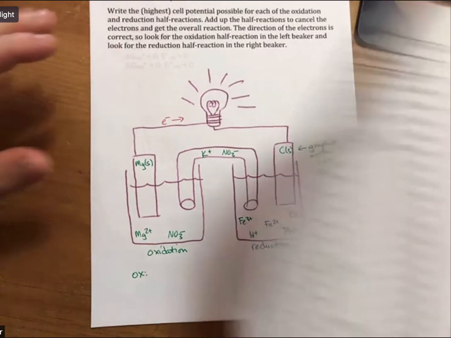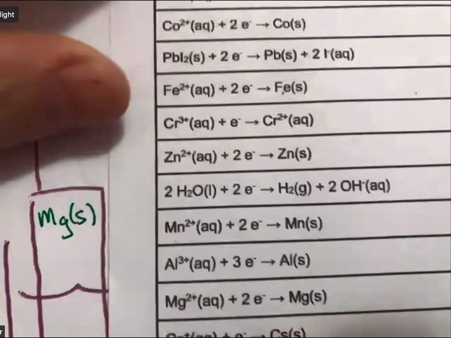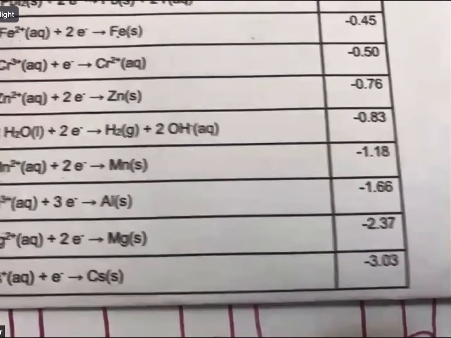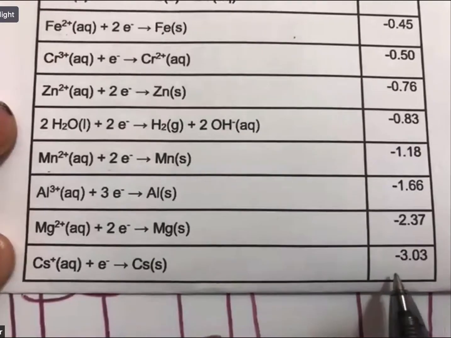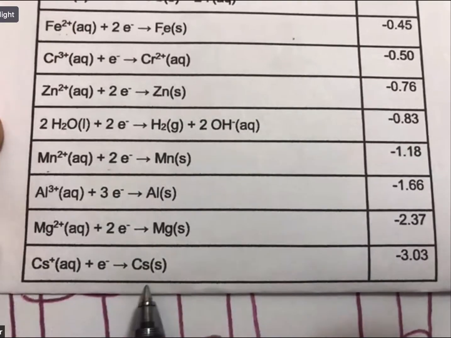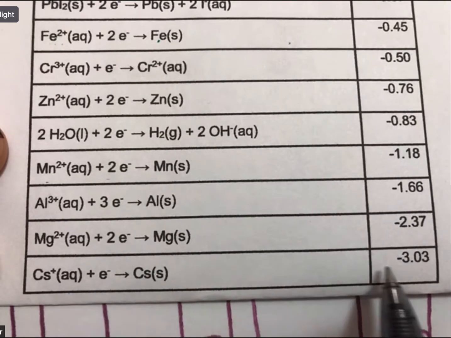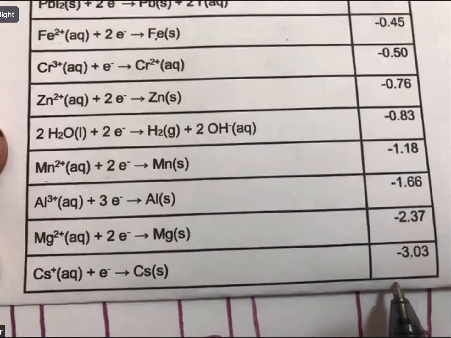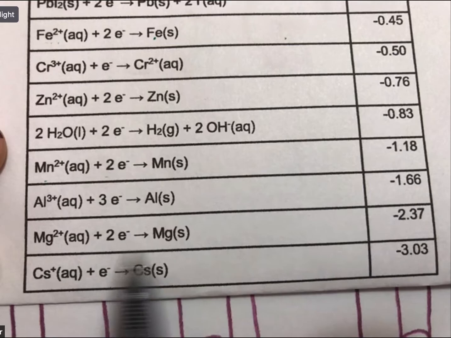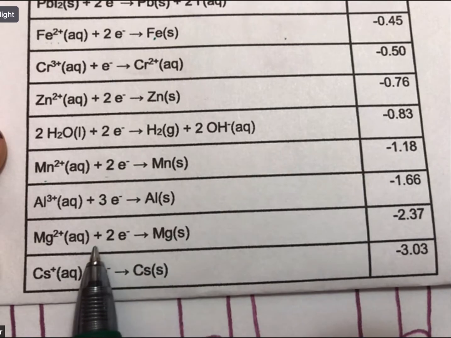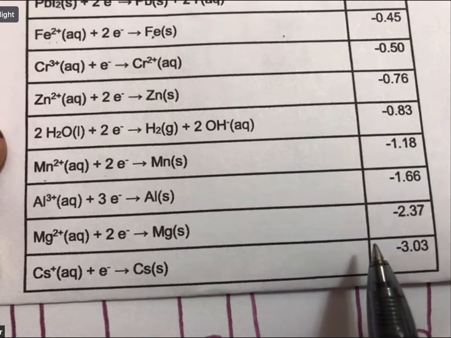And if we do the process of elimination that I talked about last time, if you start at the very bottom of our standard reduction potential table with the most negative reduction, and think about that oxidations will be flipped and therefore be the most positive at the bottom. As soon as we see magnesium at minus 2.37, well, flip this reaction, that will be plus 2.37 volts. That's going to be our oxidation.